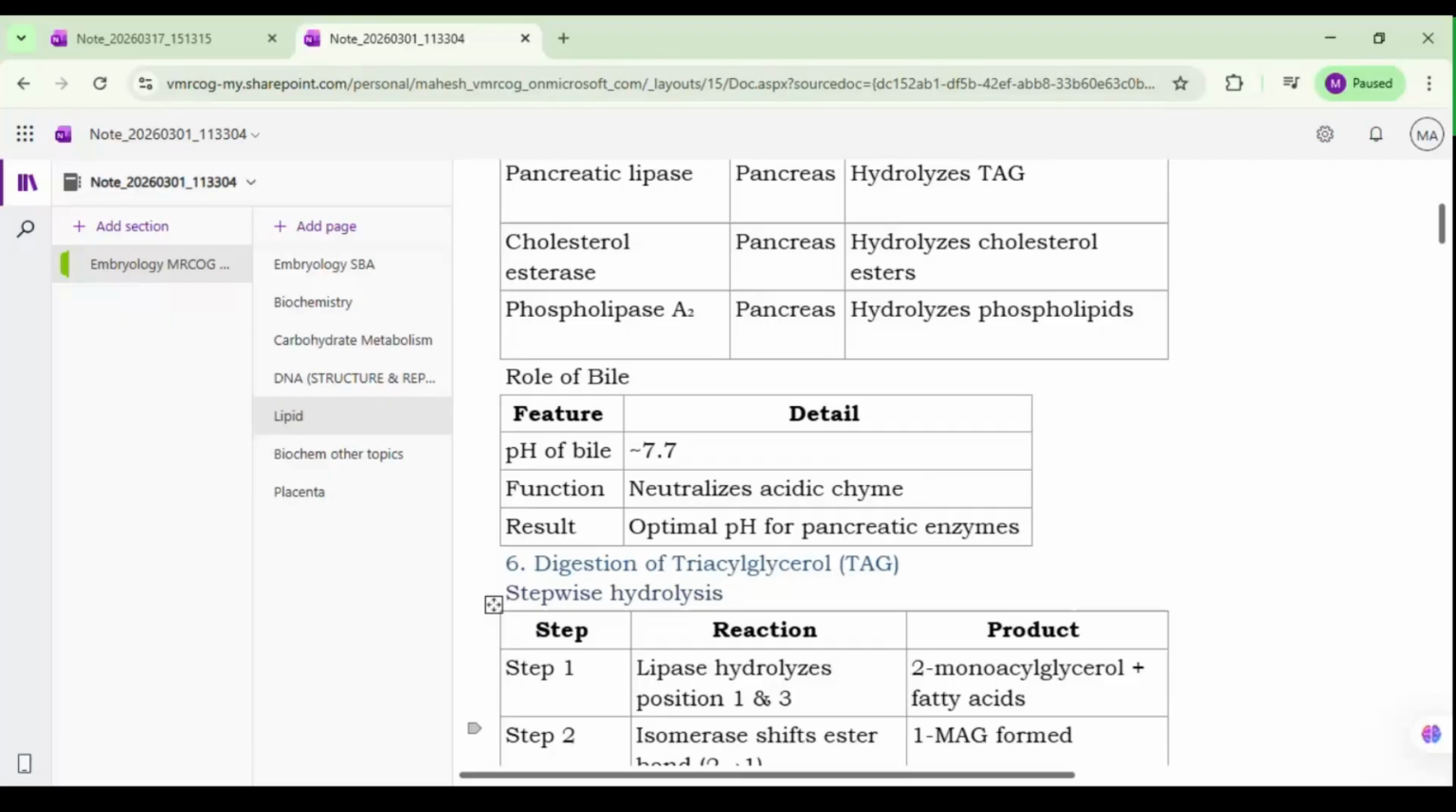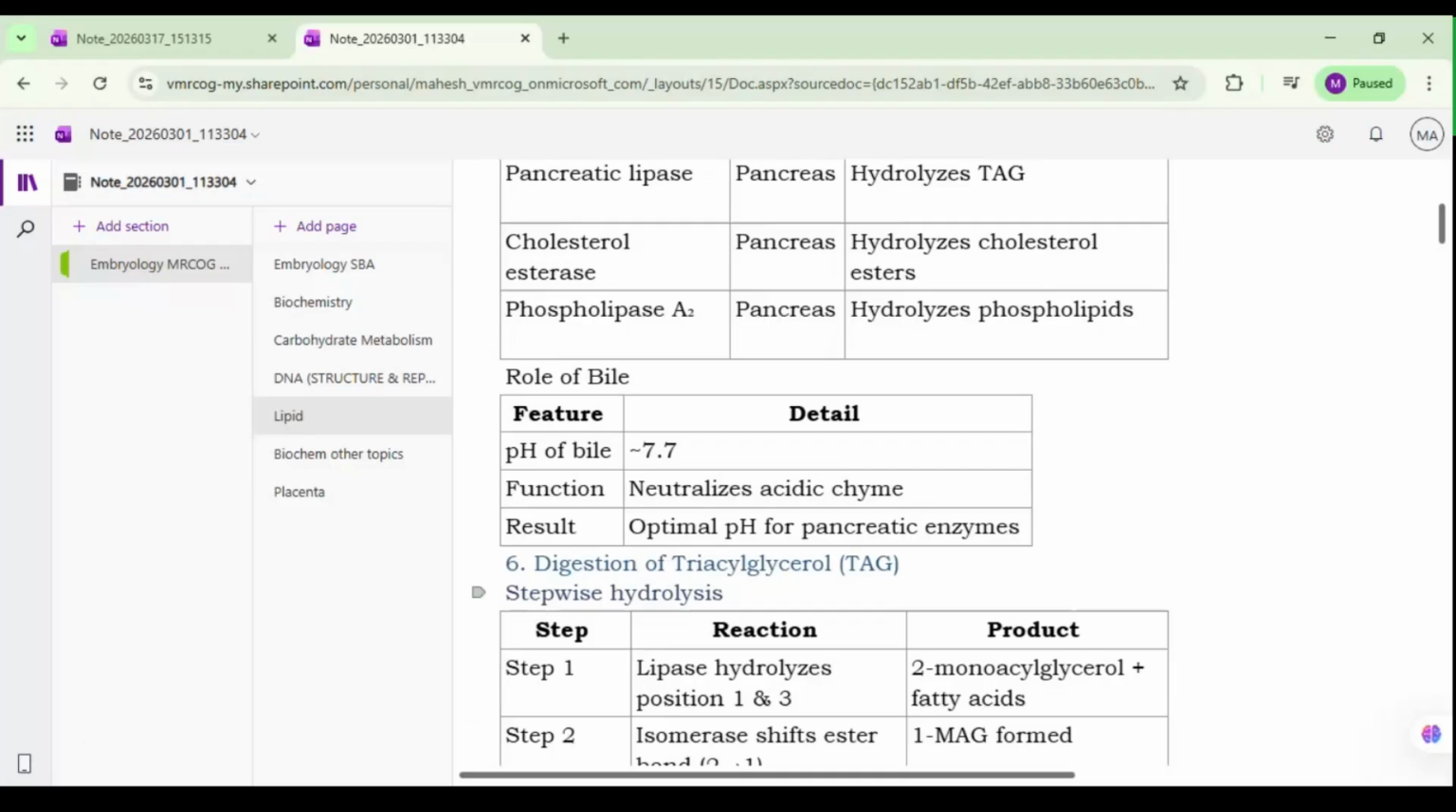So main digestion is happening in the intestine, and for that optimum pH is required, more towards the alkaline side. This pH is maintained mainly because of the bile. So this bile helps in neutralizing the acidic chyme and giving the optimum pH for the pancreatic enzyme action.